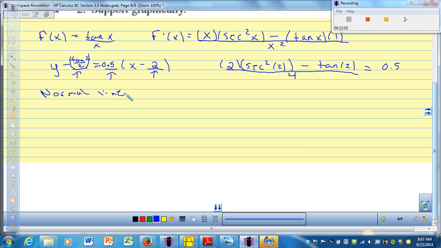All right, and then quickly let's just get our normal line. Okay, normal line, I warned you from the quizzes that it's to your benefit to leave it in point slope form. So we're going to keep it in y minus tan 2 over 2 equals, what's my slope going to be? Negative 2 times x minus 2. And then we have our normal line.